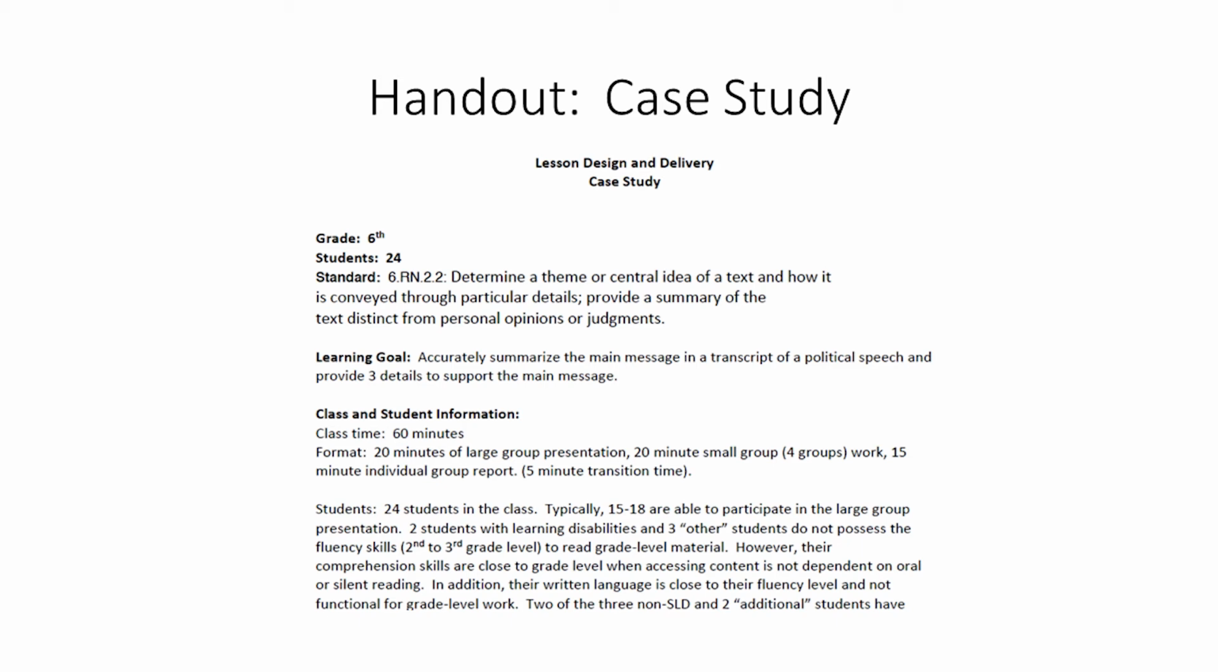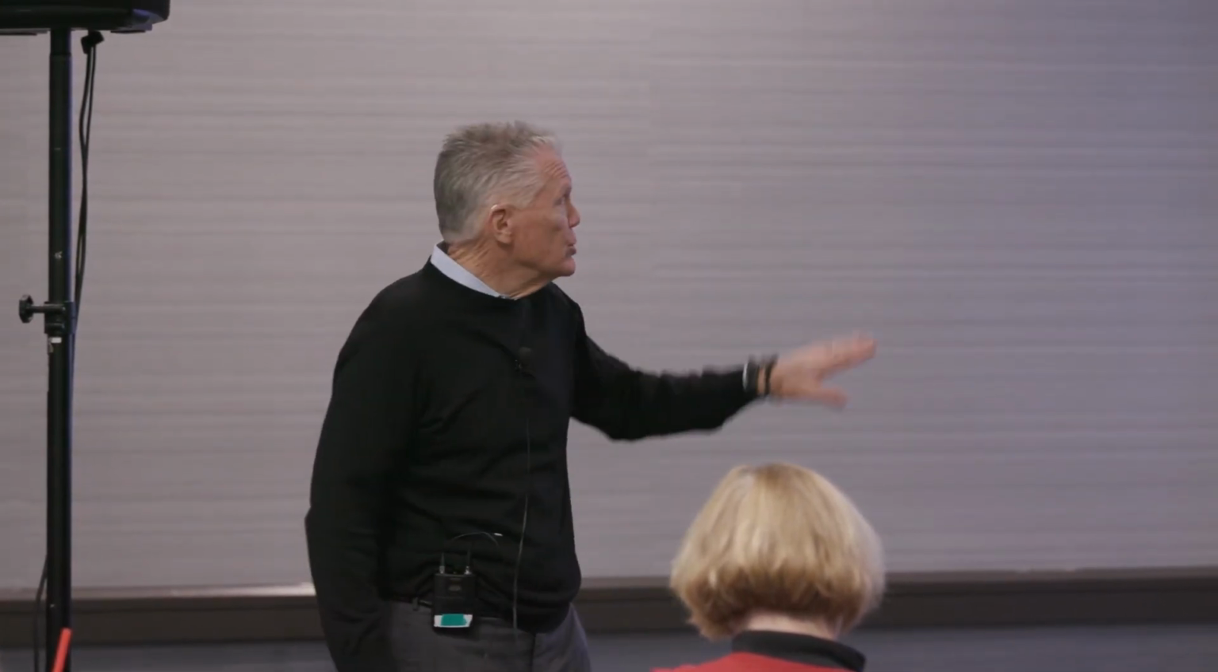So what do kids have to know here? They have to know what a theme or a central idea is. They have to know what details mean. They have to know what a summary is. And they have to know what personal opinions and judgments are, separate from facts. Okay? That's the know. The do is that they have to determine, they have to convey, and they have to provide. That's it. The rest of it, you determine how all that happens.